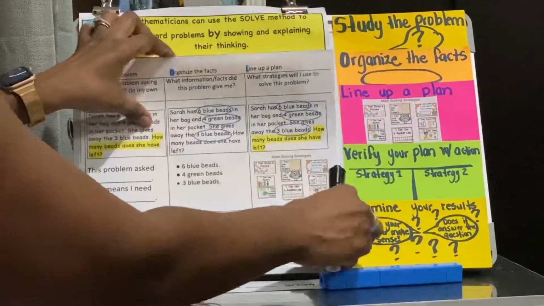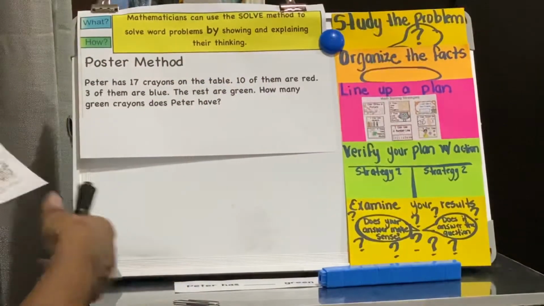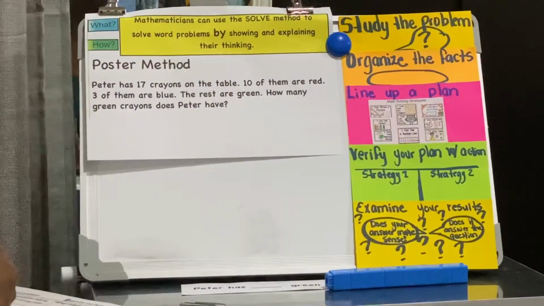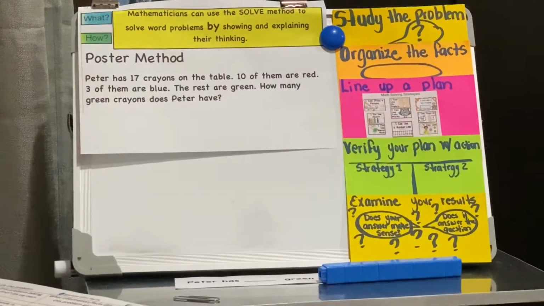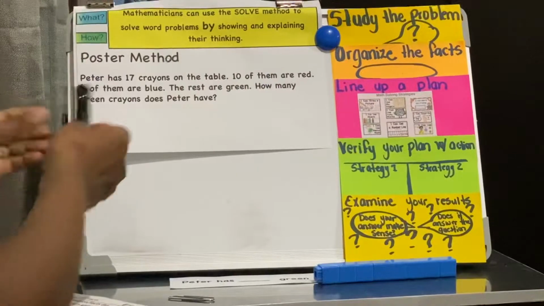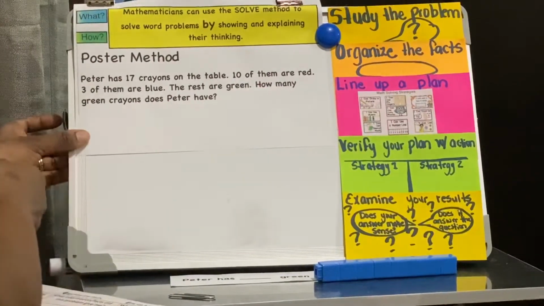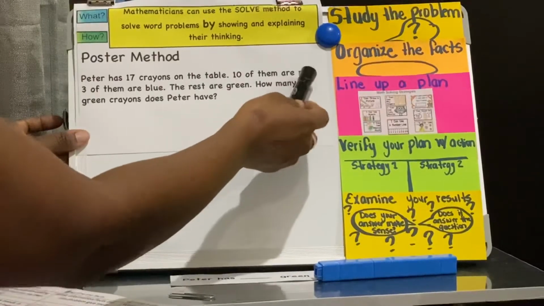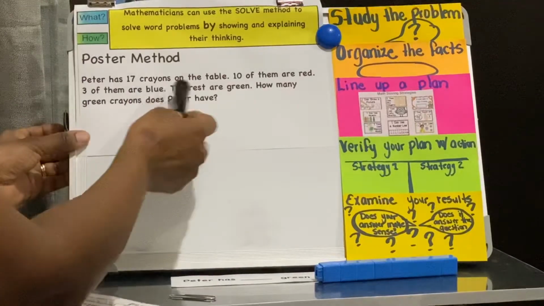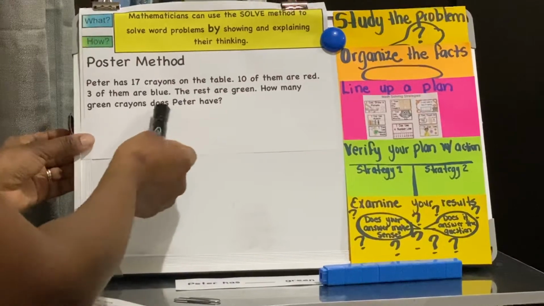So let's get ready. Our first step is to study the problem. And we're going to ask ourselves, what is this problem asking me to find? So can we read it together? Help me. Peter has 17 crayons on the table. 10 of them are red. 3 of them are blue. The rest are green. How many green crayons does Peter have?